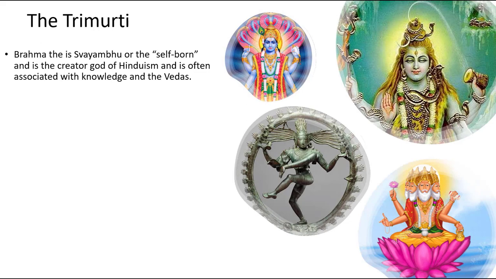The Trimurti consists of three deities. The first is Brahma. Again, this is the other Brahma, so not to be confused with Brahman, the one universal, the ultimate reality in which all gods and all existence exist. Nor is it to be confused with the priest of the caste system, the Brahmin. So again, not to be confused. Brahma is a Hindu god.